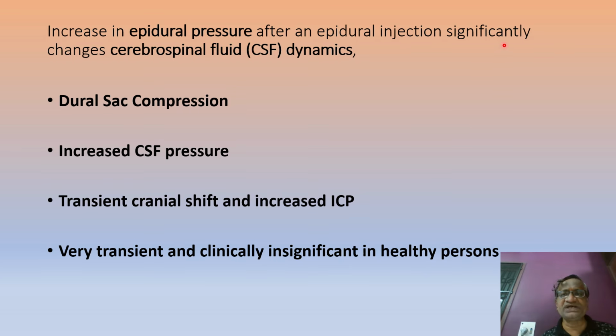There is an increase in epidural pressure after injection, yes, with dural sac compression. You can see in the scan, ultrasound, as soon as an epidural injection is given, the dural sac is compressed, the CSF moves up, and there is a pressure increase. That is what is called the epidural volume extension technique, used to increase the spinal level.